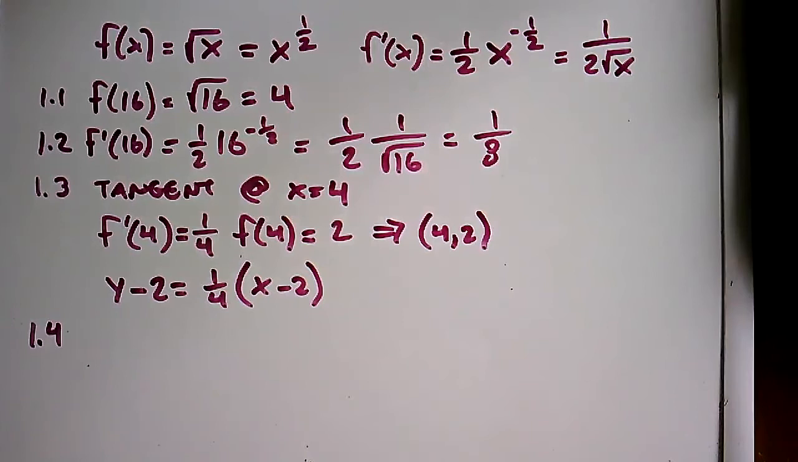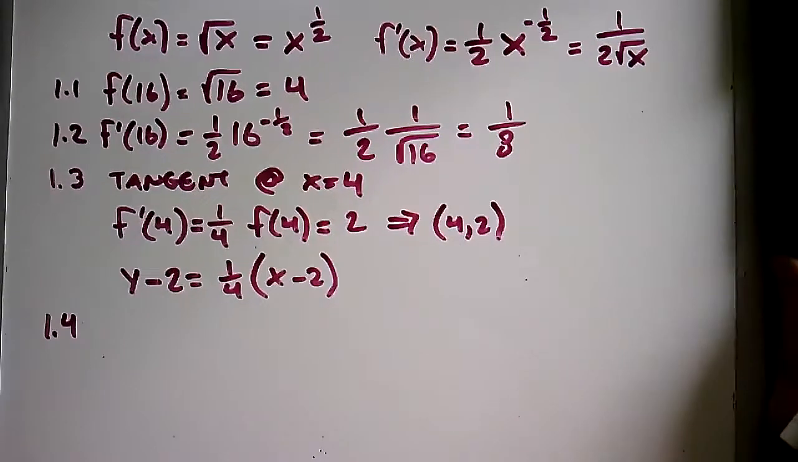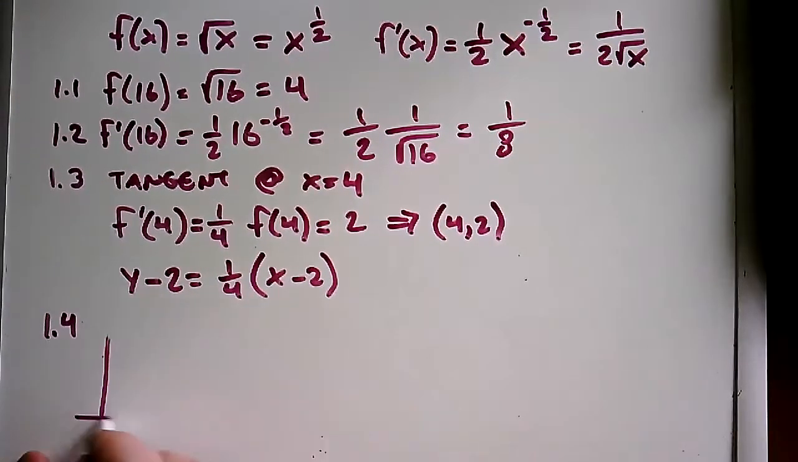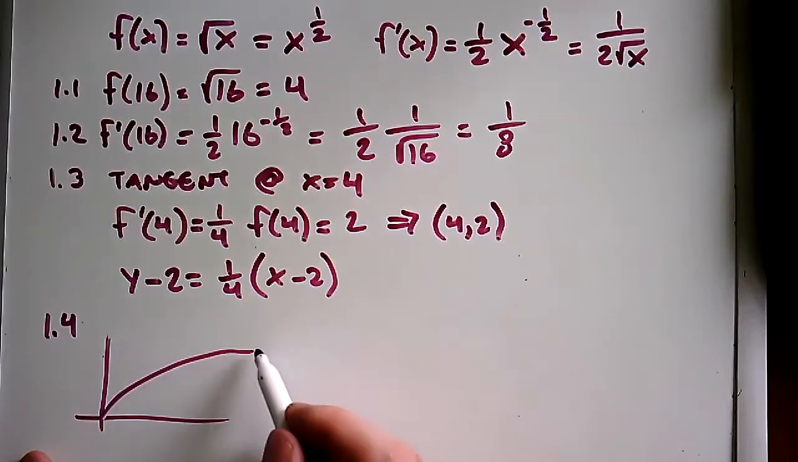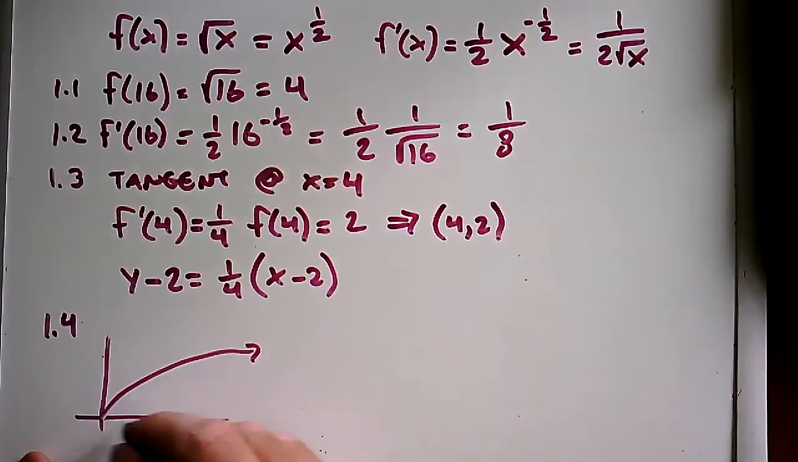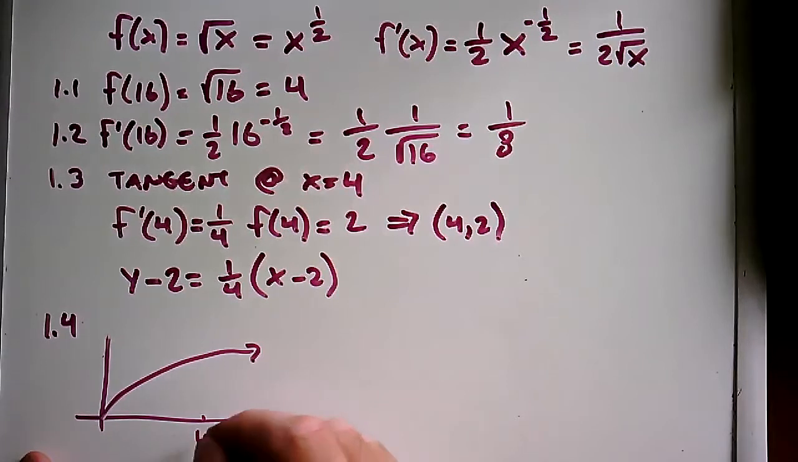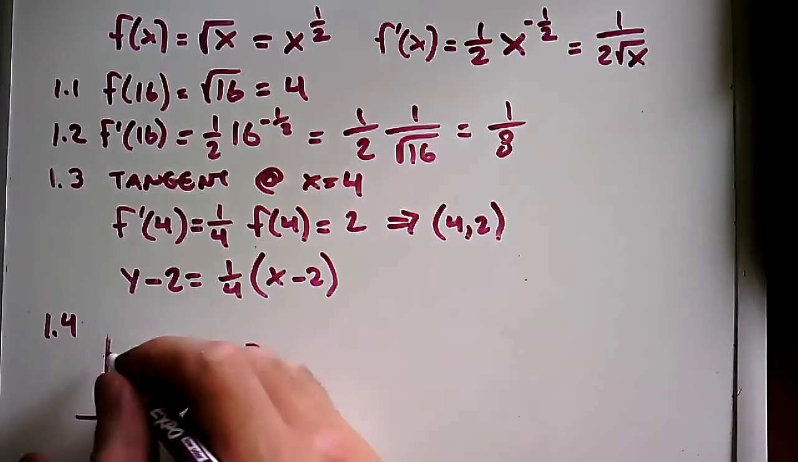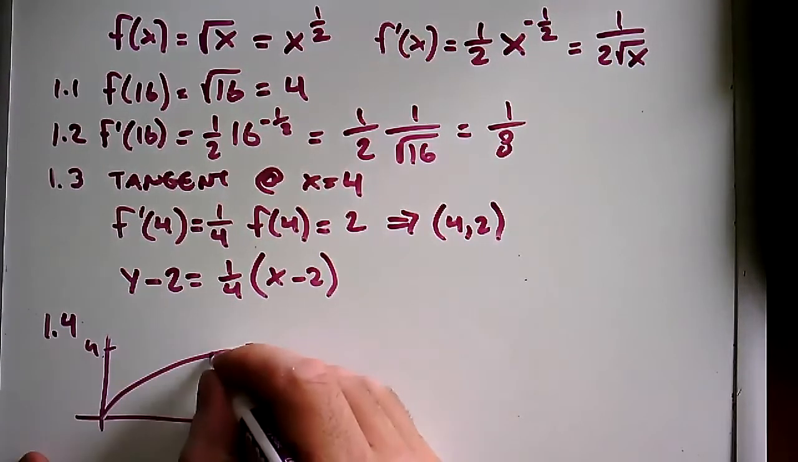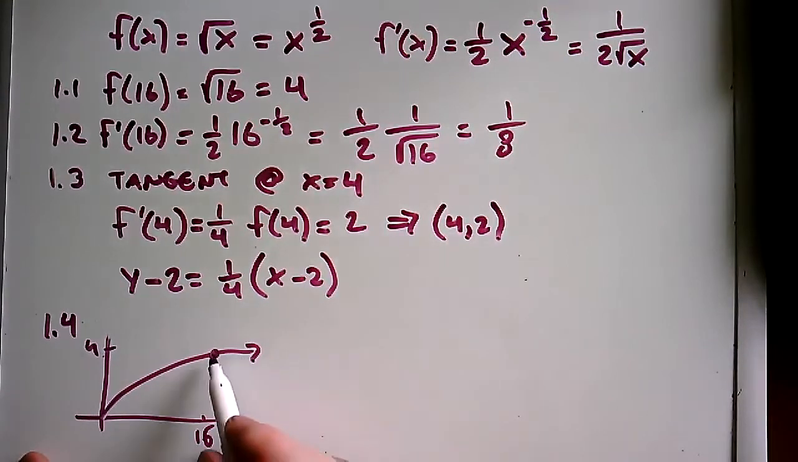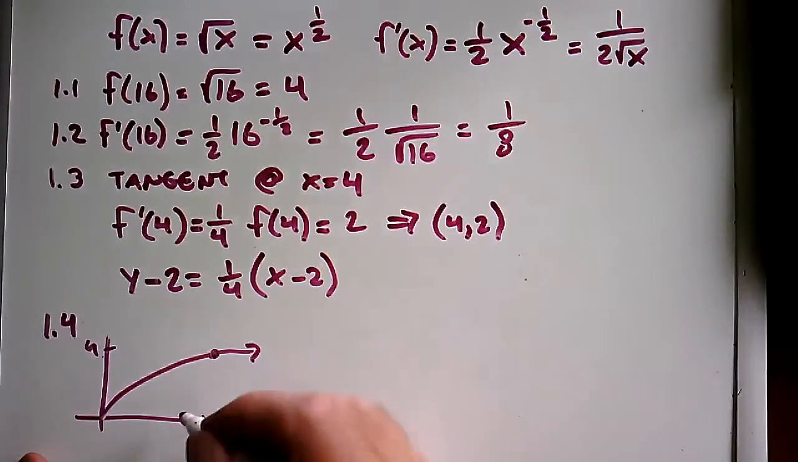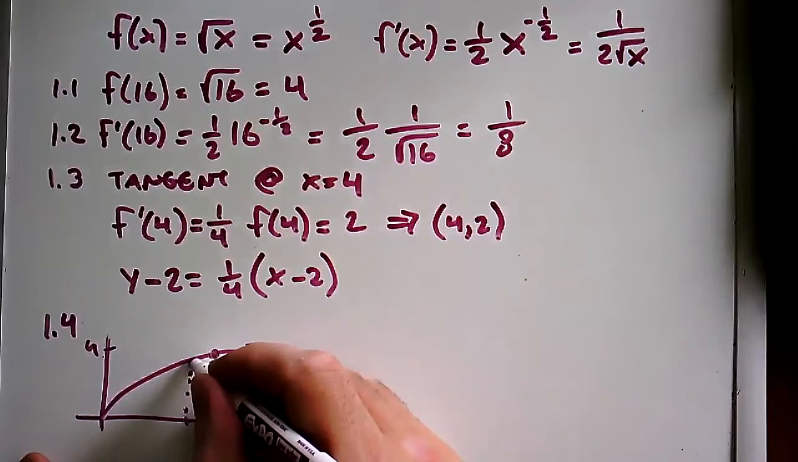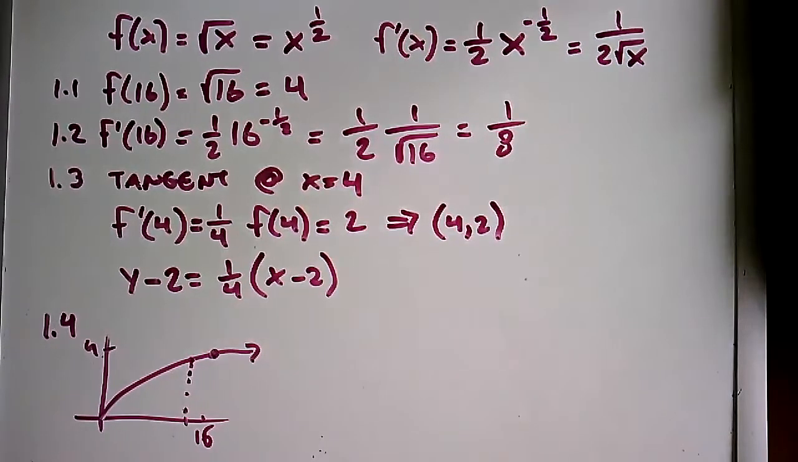Okay, finally, part 1.4. You're asked to use differentials and your results above to estimate the square root of 15. I'm going to do a little diagram here just to make sure that we all understand this question in the same way. What we have here is a square root function. It looks something like this. And there are certain known points. For example, when x equals 16, we know that the square root of 16 is 4. And so now the square root of 15 is whatever the height of this point is right here. It's going to be a little bit less than 4.